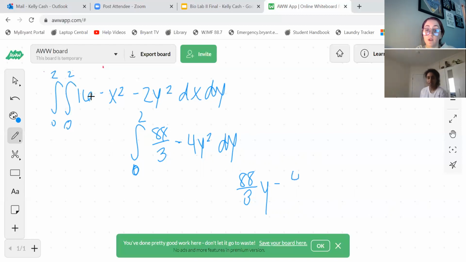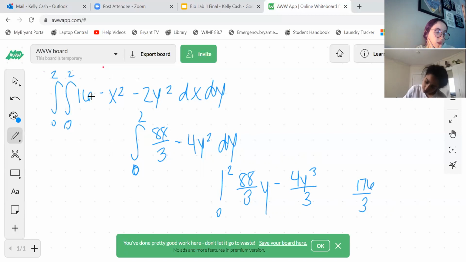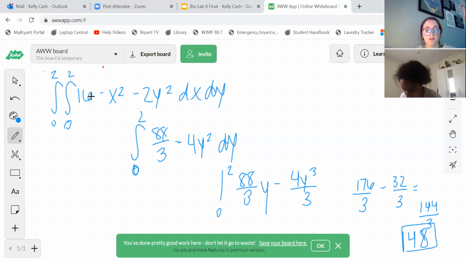4y cubed over 3. Good. And then we're going to evaluate it from 0 to 2. So if you plug in 2, you get 176/3 minus 32/3. And if you were to plug in 0, it would just be 0 for all the terms, so that doesn't really matter. And then you would get 144/3, which is equal to 48. And that is your answer.